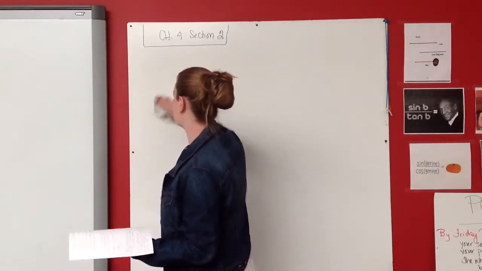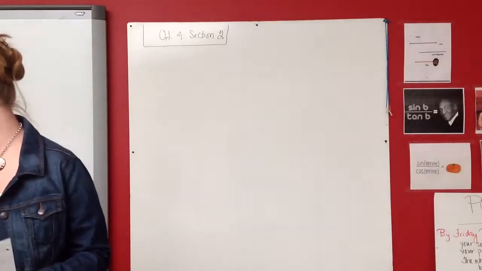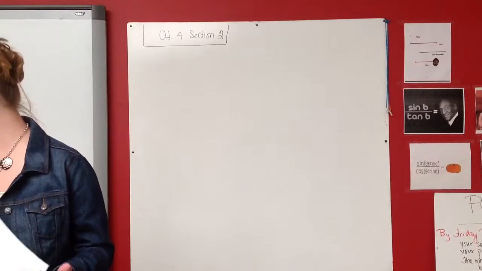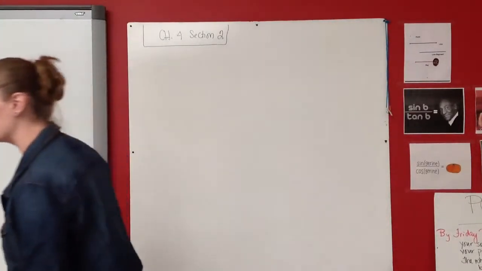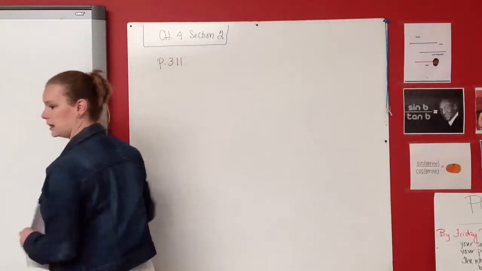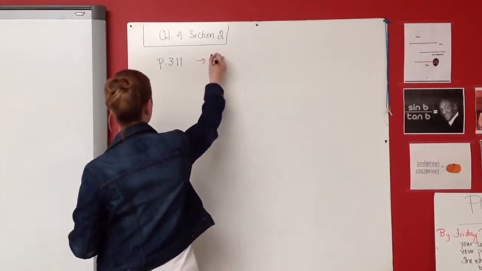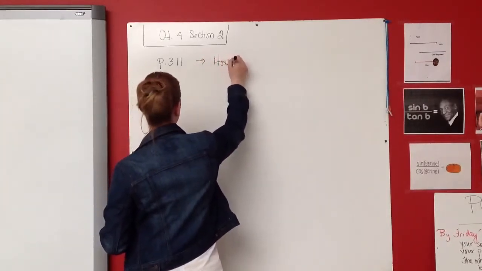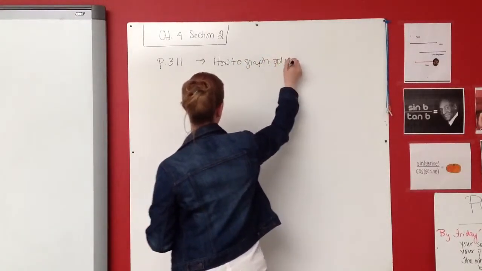look for certain characteristics like maximum, minimum, intervals of increasing, intervals of decreasing, etc., x-intercepts. So the idea is that on page 311, you have a list for how to graph polynomial functions.